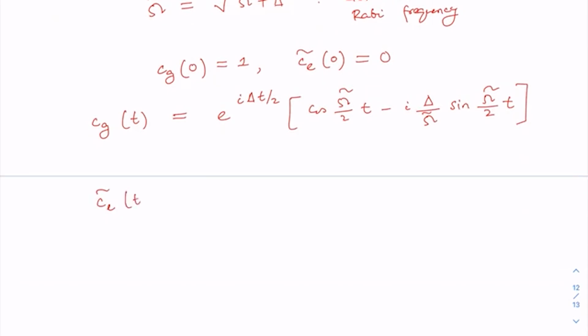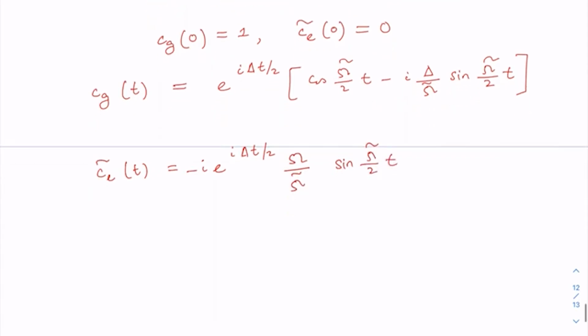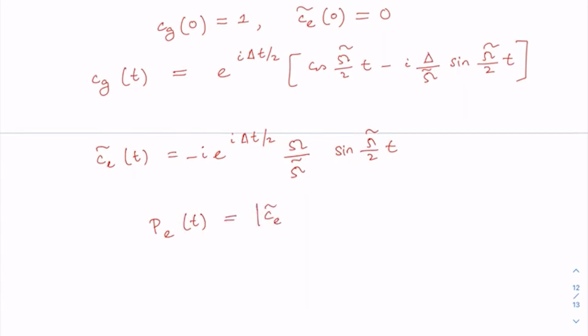Ce tilde of t would be equal to e to the power i delta t by 2 times minus i omega by omega tilde sine omega tilde by 2 t. So the excited state population Pe of t would be equal to Ce tilde mod square, and this would be omega square by omega tilde square sine square omega tilde by 2 t.